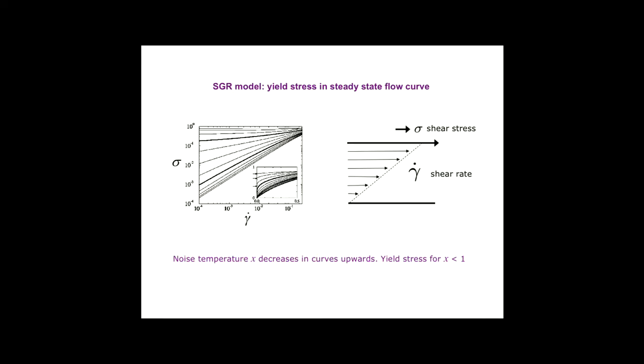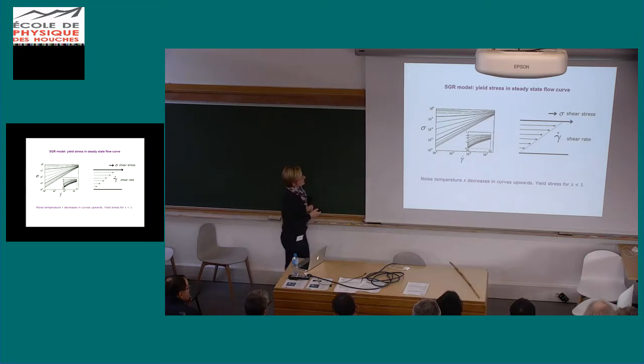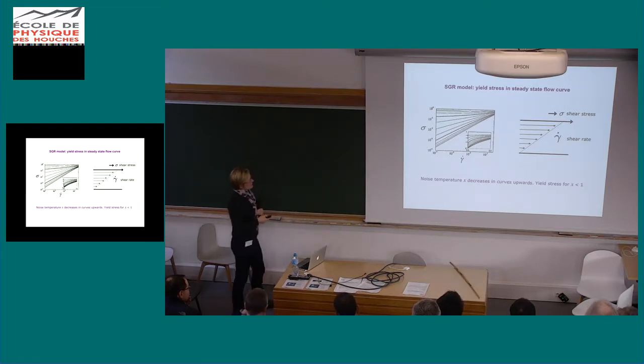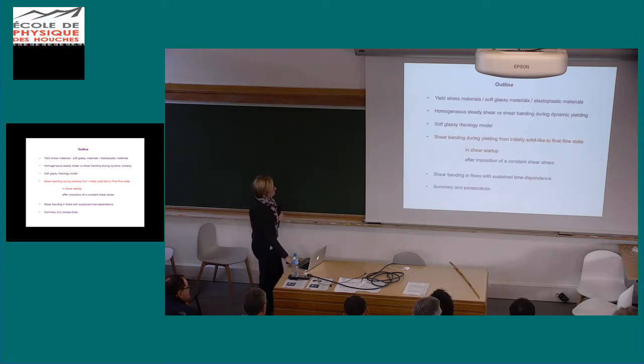Okay, so the model then captures the most fundamental feature of yield stress fluids, that is, as I've said, a yield stress. So this is the steady state flow curves here for x above 2, between 1 and 2, and in the glass phase x less than 1, where there's a yield stress, so the stress extrapolates to a non-zero value at low strain rates. And this is monotone increasing, so the ultimate steady flowing state has to be homogeneous.